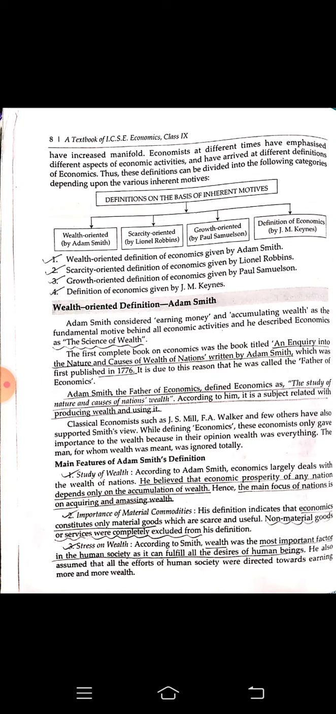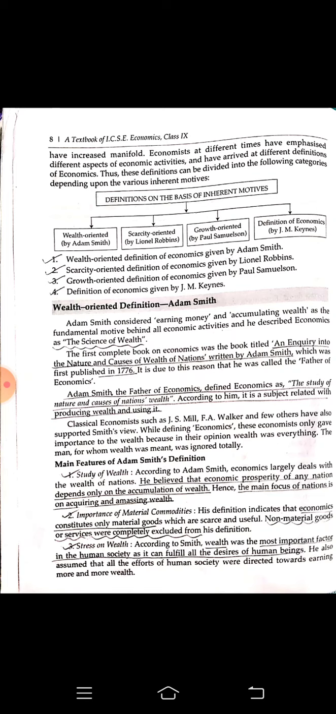In his definition, first let us quote it. Economics is the science which studies human behavior as a relationship between ends and scarce means which have alternative uses. Here in his definition, means are the resources and ends are the wants. So he is trying to explain that human wants are unlimited.